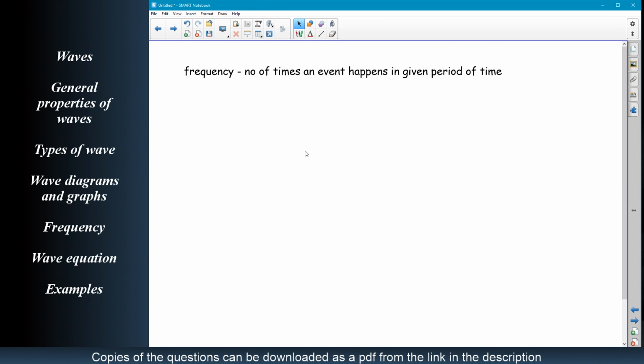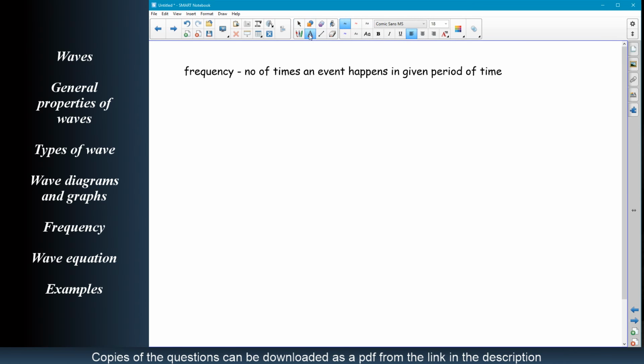Christmas, if you're young, happens far too irregularly, once a year. Going to school happens every day, which is maybe a little bit too frequently, and the number of times you come to my physics class happens between 2 and 3 times a week, which is certainly not frequently enough. So frequency is the number of times an event happens in a given period of time.